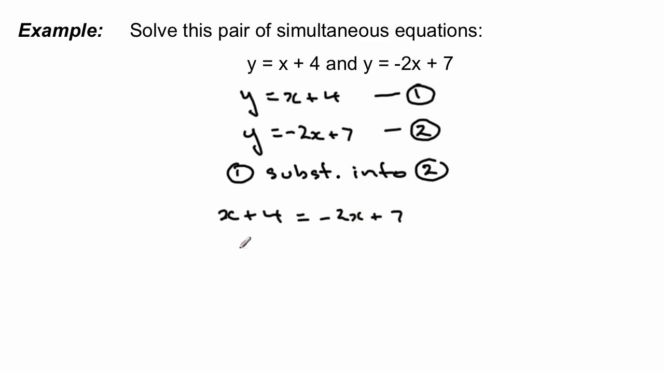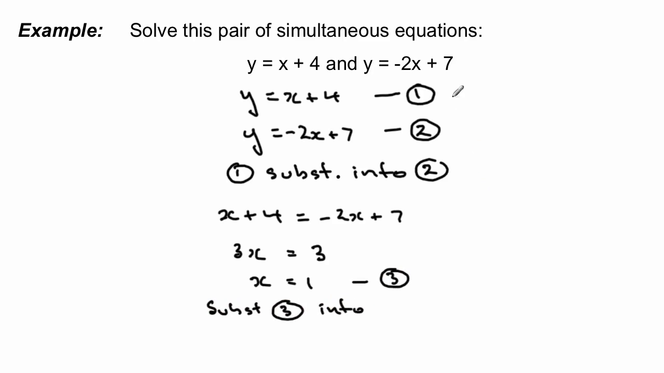So we'll bring the 2x onto this side, and we'll get x plus 2x, which is 3x. And we'll take the plus 4 onto the other side and subtract it, so it's 7 take 4, which is 3, and we'll solve this by saying x is equal to 1. Now we'll call this the third equation, and we're going to substitute this third equation into one of the equations up here, and it looks like equation 1 will be the easier one to do.